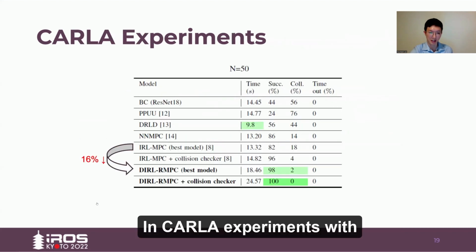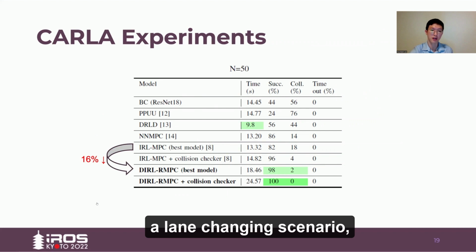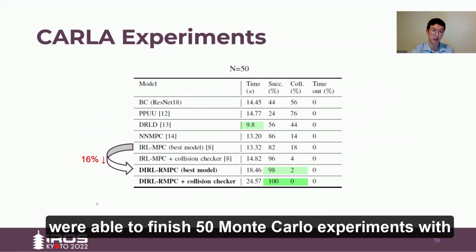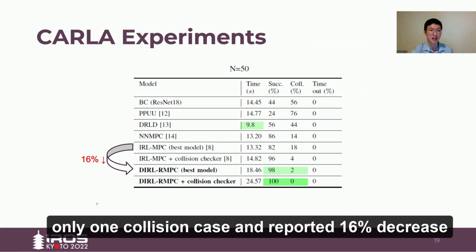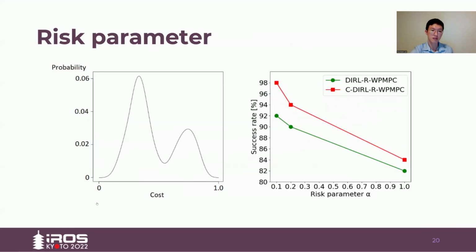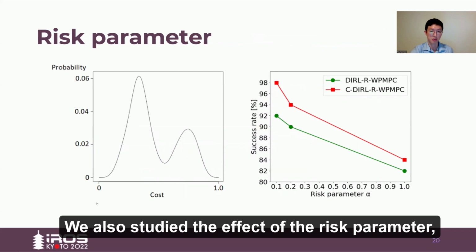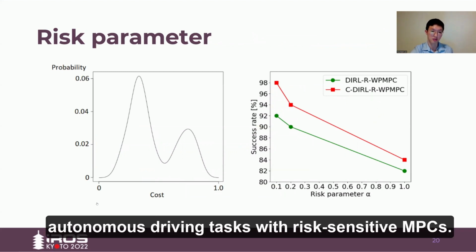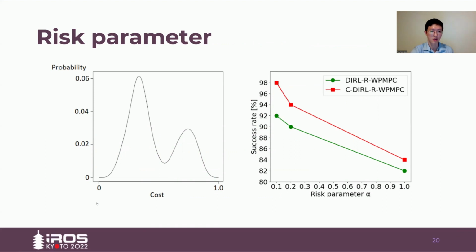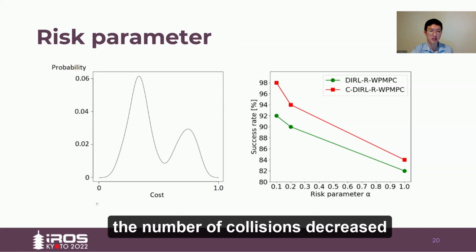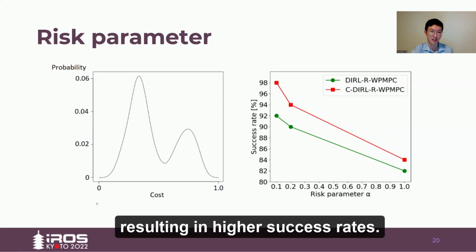In the CARLA experiments with a lane-changing scenario, our proposed methods at the bottom were able to finish 50 Monte Carlo experiments with only one collision case and reported a 16% decrease in the collision compared to our previous work. We also studied the effect of the risk parameter alpha and report the success rates of the autonomous driving task with risk-sensitive MPCs. With a lower risk parameter alpha in our CVaR cost maps, the number of collisions decreased, resulting in higher success rates.